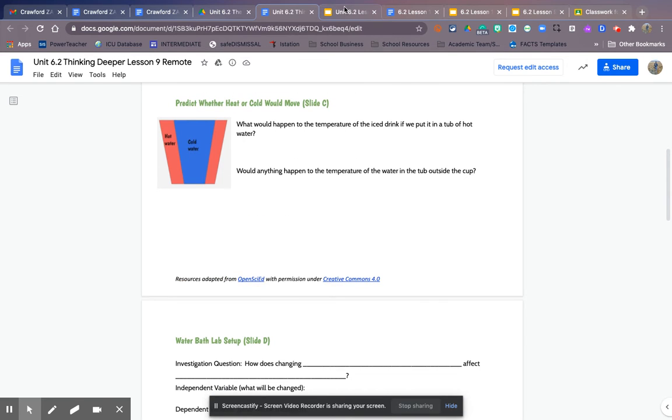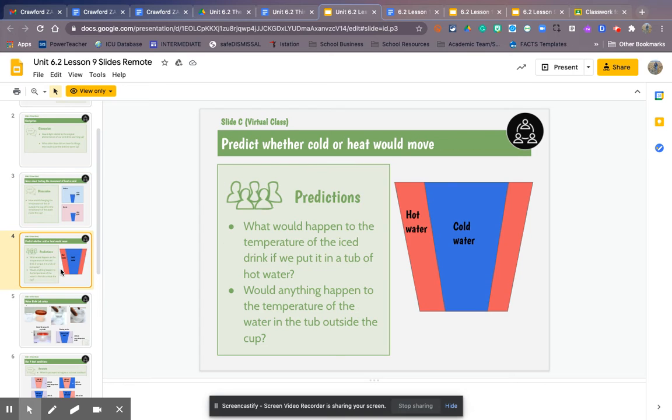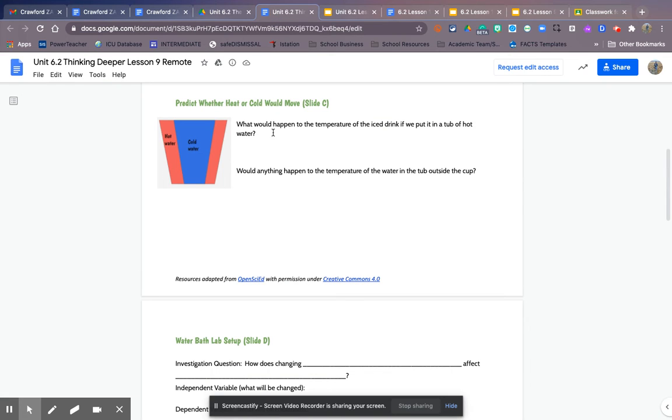Slide C. This is slide C. We got a little different situation here. If I put a cup of cold water inside of a bigger container that has hot water in it, so it's surrounded, cold water cup is surrounded by hot water. What would happen to the temperature of the iced drink if we put it in a tub of hot water? And then would anything happen to the temperature of the water, so the water that's surrounding the cup? Pause the video, type your responses.